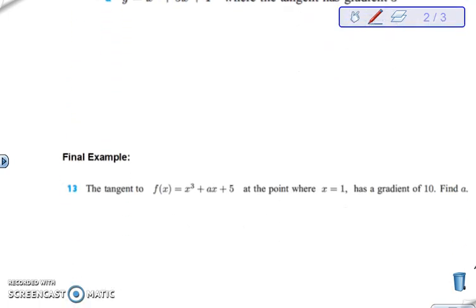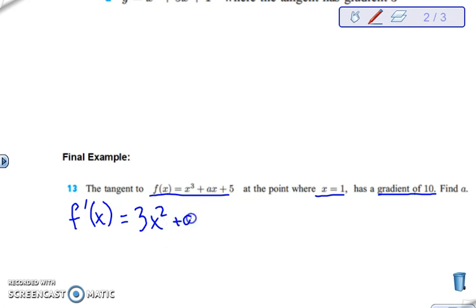Let's look at our last example. So we want to find the tangent. We know that the tangent to f of x when x equals 1 has a gradient of 10, and we need to find a. What are we going to do first? How about we start by getting the gradient function. So f prime of x is 3x squared plus a. So remember, in this case, a is sort of a constant on its own. So the slope of the 5 is 0, so that's just going to go away.